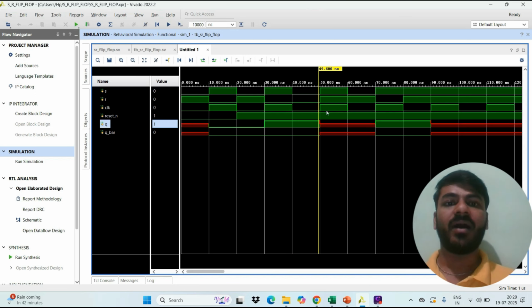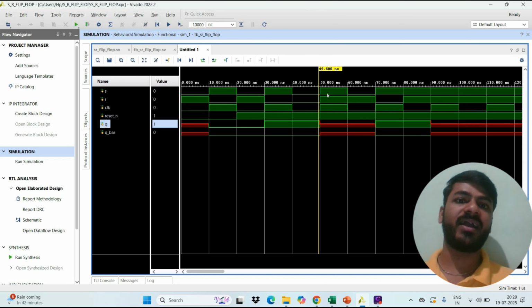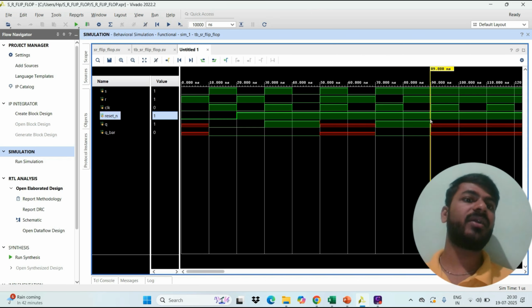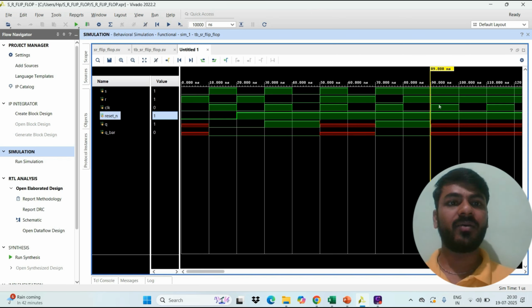Now at this point, again when my clock goes high, you can see our inputs s and r are both high. If both are high, it is the invalid state. So till the next edge it will be in the invalid state. Now at this edge you can see again my value of s is high and r is 0, so the output q is high and q bar is 0. Again on the next edge both s and r are high, so the output is invalid.